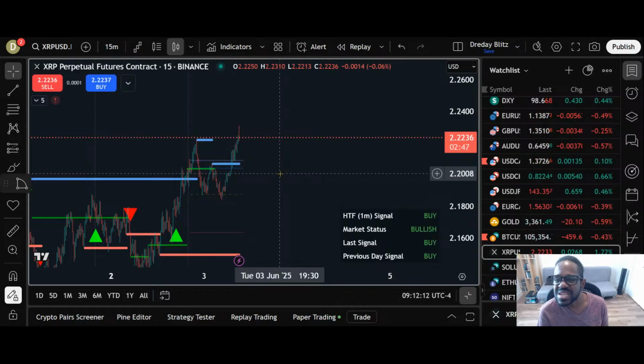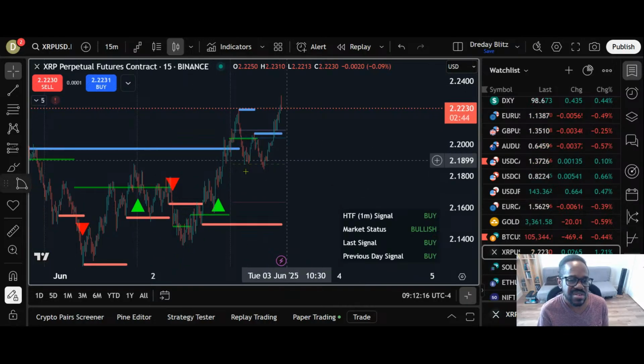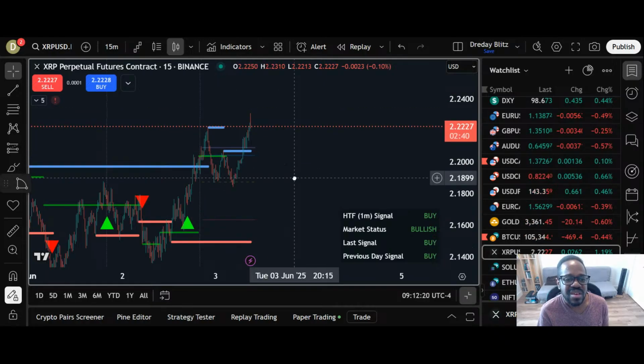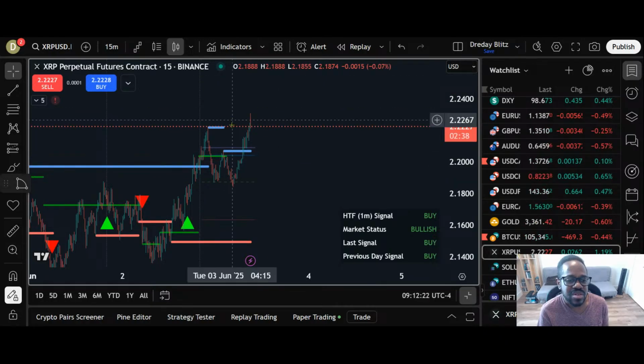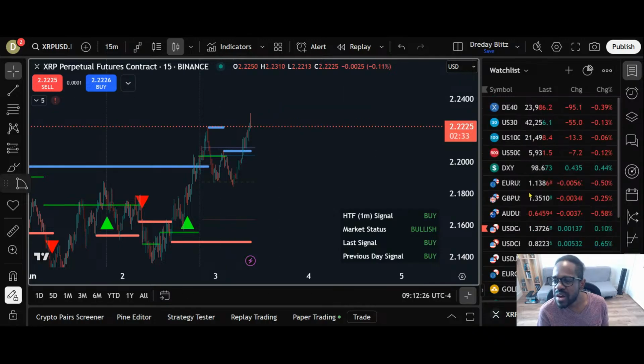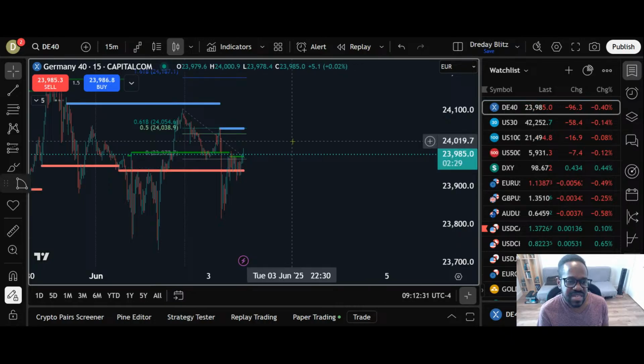XRP is well above 2022 cents right now. So we had the buy here, and it just broke that previous swing here. So we're still bullish here overall on that. Perfect. So let's look at the indices.